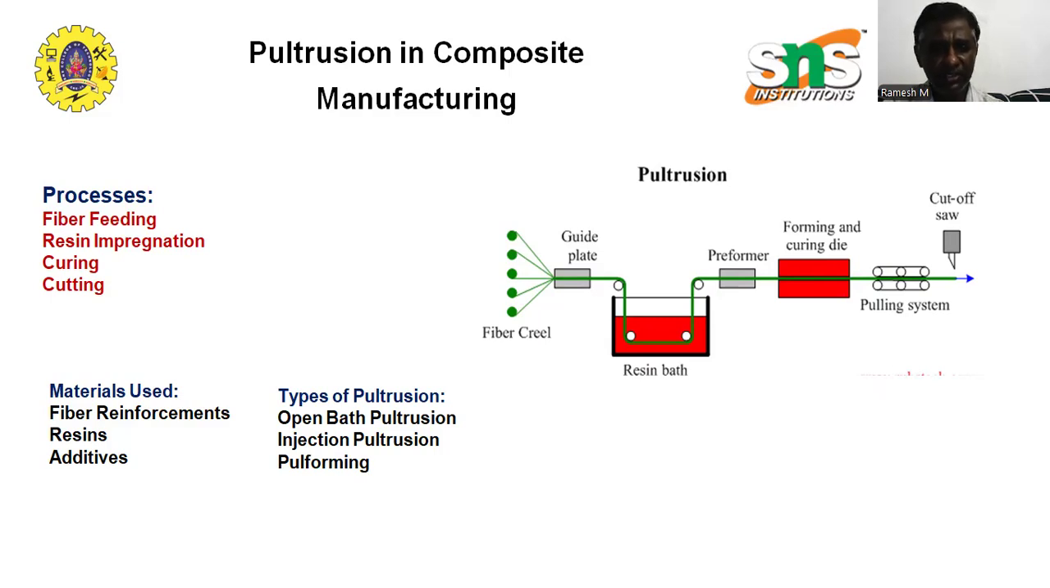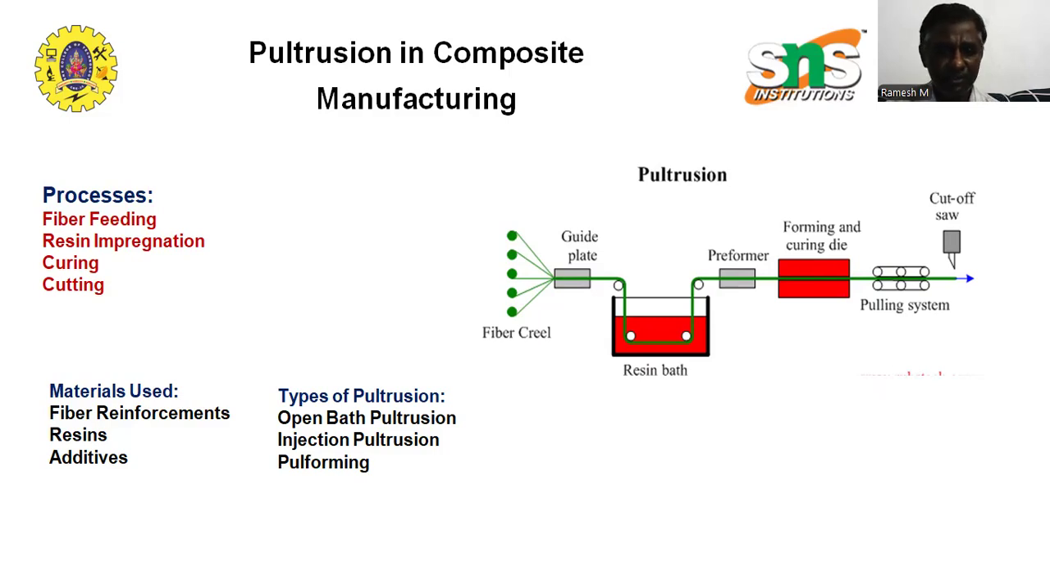And the resin impregnation. The fiber bundle is passed through a resin bath where it is saturated with thermosetting resins: epoxy, polyester, vinyl ester resins. Catalysts, color pigments, fillers, and fire retardants may be added to the resin to enhance the properties.